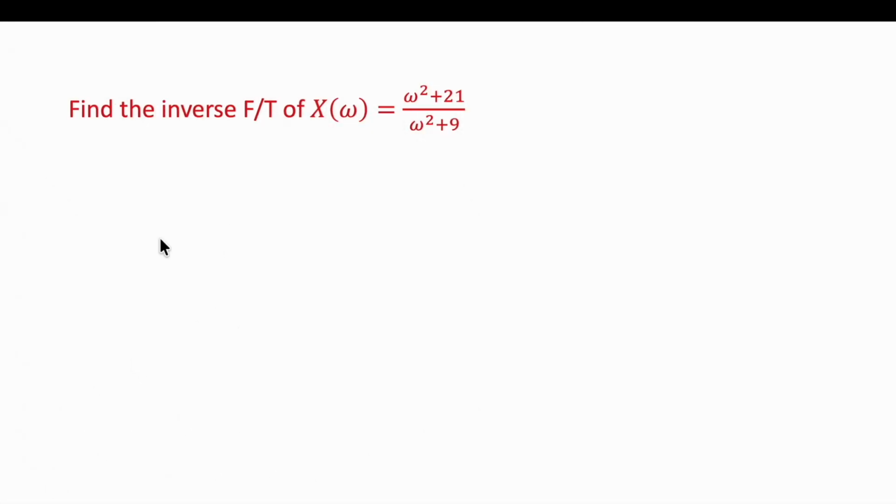The next question is that you need to calculate the inverse Fourier transform of X(ω) = (ω² + 21) / (ω² + 9). That is the homework assignment. If you can solve it, it is better to solve it and let me know what the answer is.